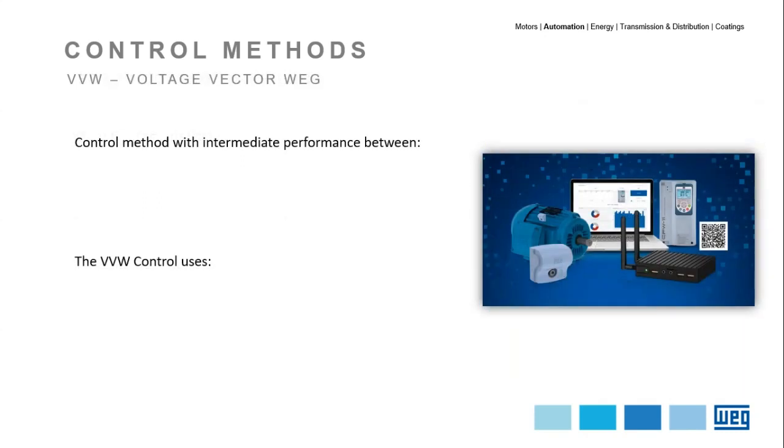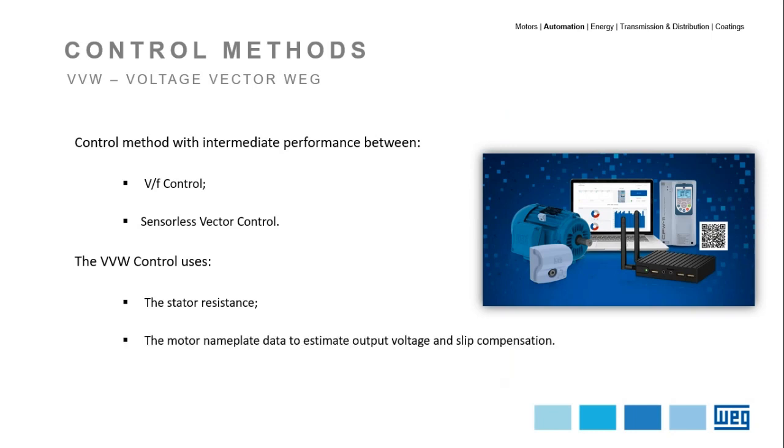And now we get to the VVW, vector voltage WEG, the vector control method developed by WEG. And basically, it's an intermediate control method between a scalar and a sensorless vector. The VVW control uses the stator current measurement, the stator resistance, and the motor nameplate data to automatically estimate output voltage and slip compensation, replacing the V/F slip compensation function.